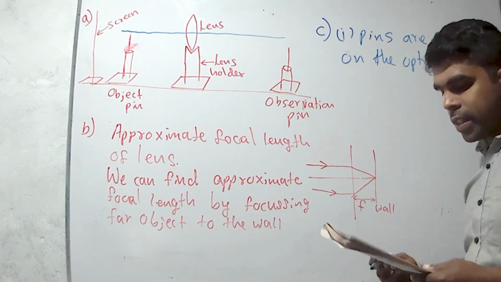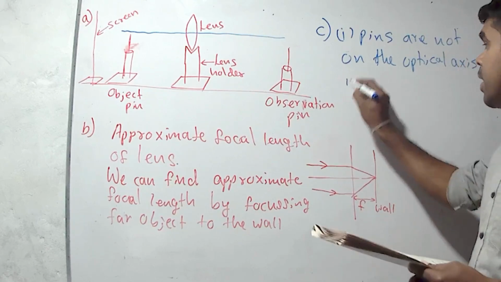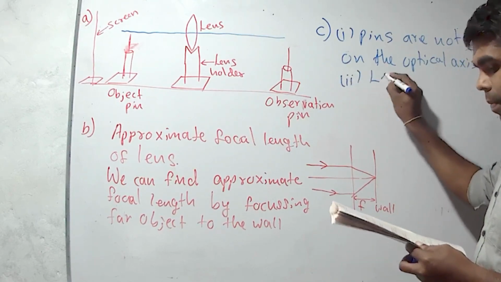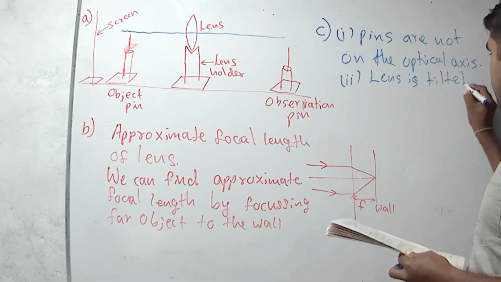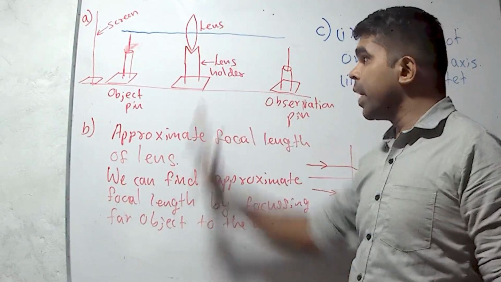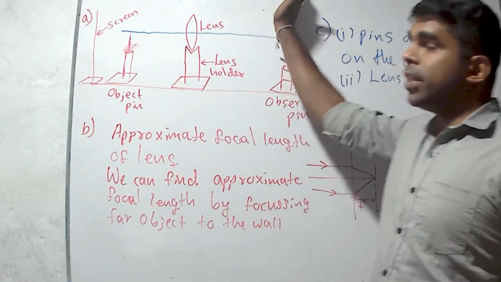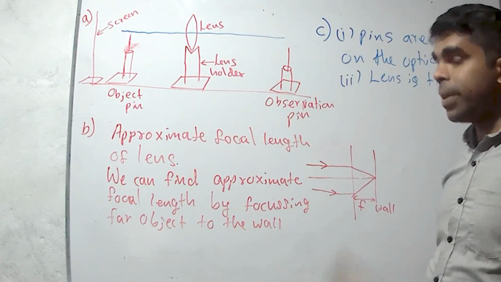Then the second one is the lens. The lens is tilted. If the lens is tilted, we can't coincide the image and the observation pin.